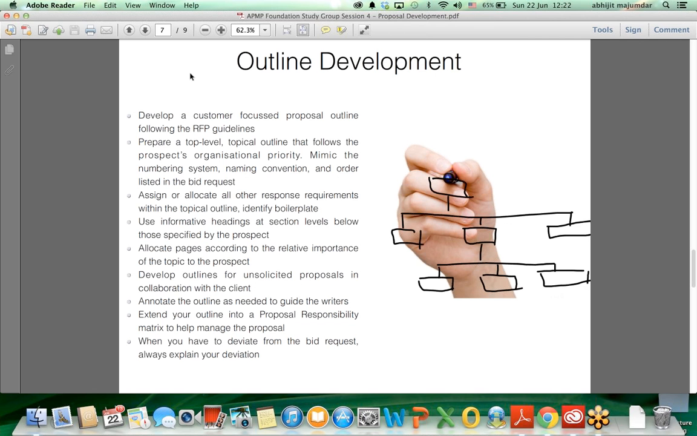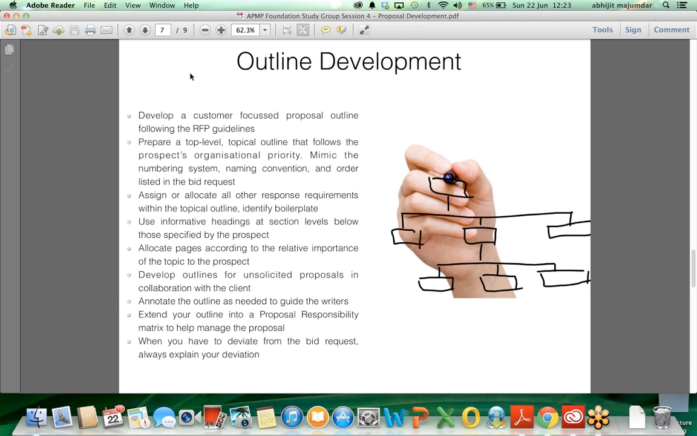Now in the case of unsolicited proposals, as I said, create a draft proposal outline and share it with your customer and get their concurrence on it, that yes, this is exactly what we want. If not, this is the additional information which we need. That helps you in making your proposal outline for an unsolicited RFP.